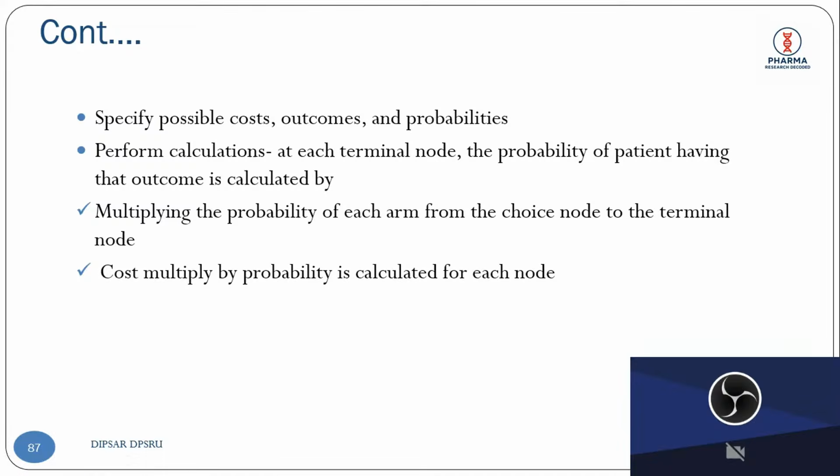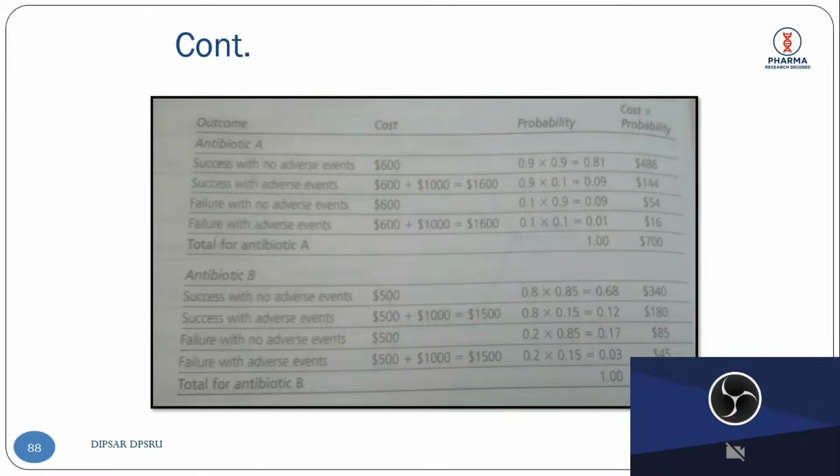Cost multiplied by probability is calculated for each node. By doing these calculations you can do it, and behind your model, the computer is doing these calculations for you, right? You can see that maybe it's not much visible, but it's a very simple example to understand how to do it. With respect to antibiotic A, there is a success with no adverse event. This is the cost and this is the probability. You multiply the cost with the probability for each node, right?